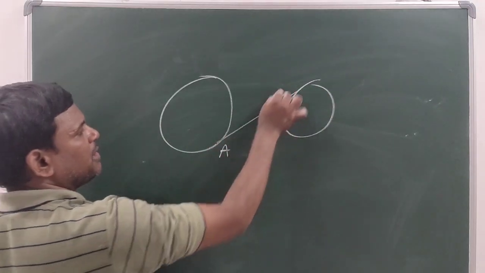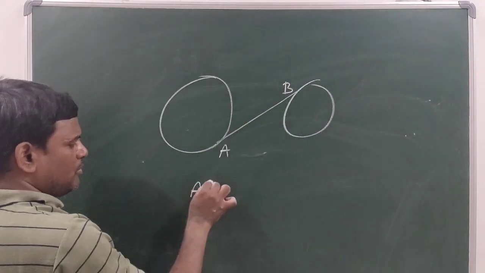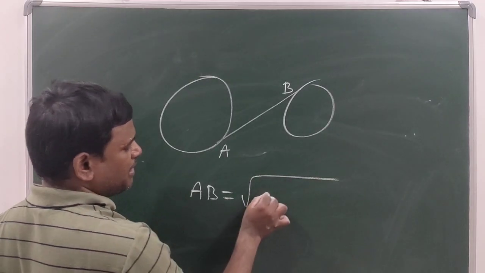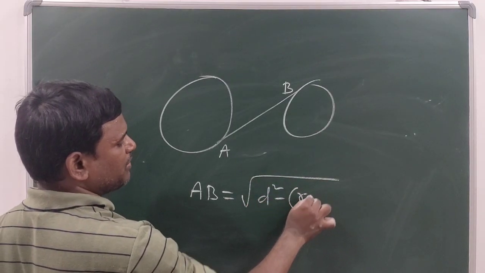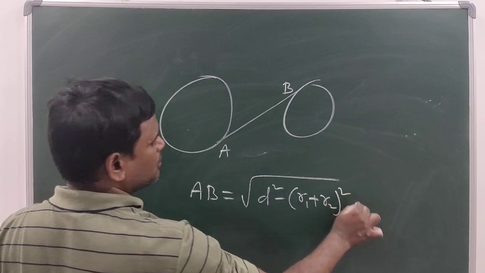This is the transverse common tangent length, whose formula is root of D square minus R1 plus R2 whole square units. Here the plus will come in the middle.